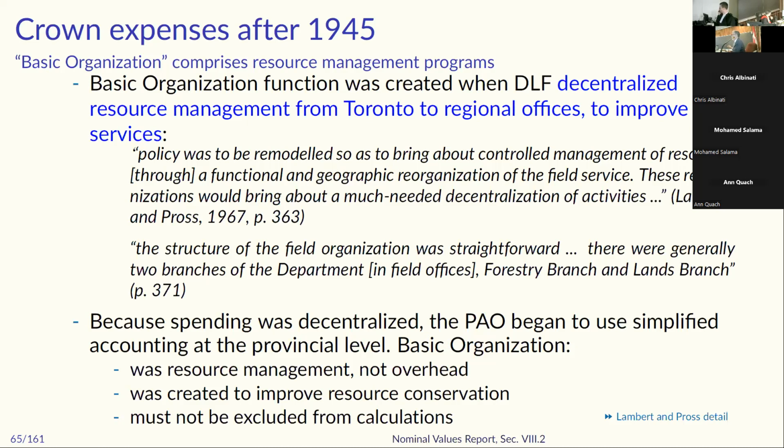So our question now is, can the PAO be relied on to measure resource management expenses? If we see basic organization here, should we conclude that that's an overhead function akin to the main office, or that it's a resource management function? I believe these words from the administrative history tell us that those people in the district offices accounted for as basic organization were involved in two things: forestry branch activities and lands branch activities. What kind of work were they doing in the forestry branch around this time, roughly speaking?